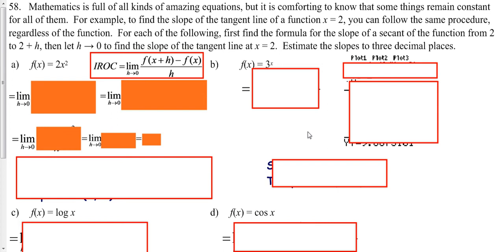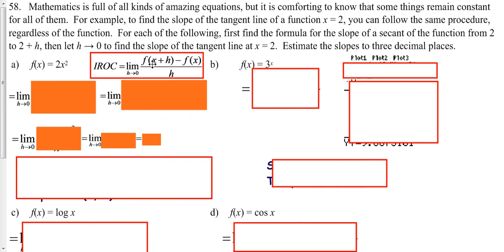We want to go ahead and estimate the slope of our tangent line. Whenever you're trying to find the slope of the tangent line, it's your AROC formula with the limit in front. That's your instantaneous rate of change. Instantaneous rate of change always tells you the slope of the tangent line.